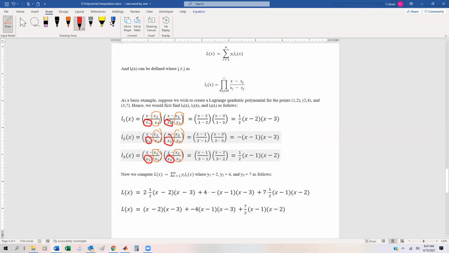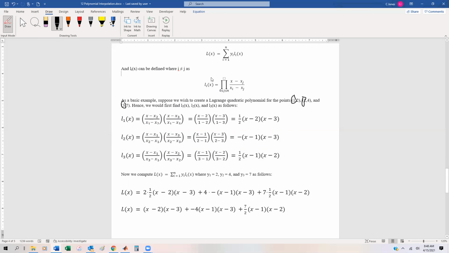So you just keep going up. You never have x1 minus x1, x2 minus x2, x3 minus x3, because i cannot be equal to j. So we don't ever have those. That's the pattern that we use. And in this case, x1 is going to be 1, x2 is going to be 2, and x3 is going to be 3. We just substitute those directly in, compute, and simplify each of our expressions, and this is what we would end up with.